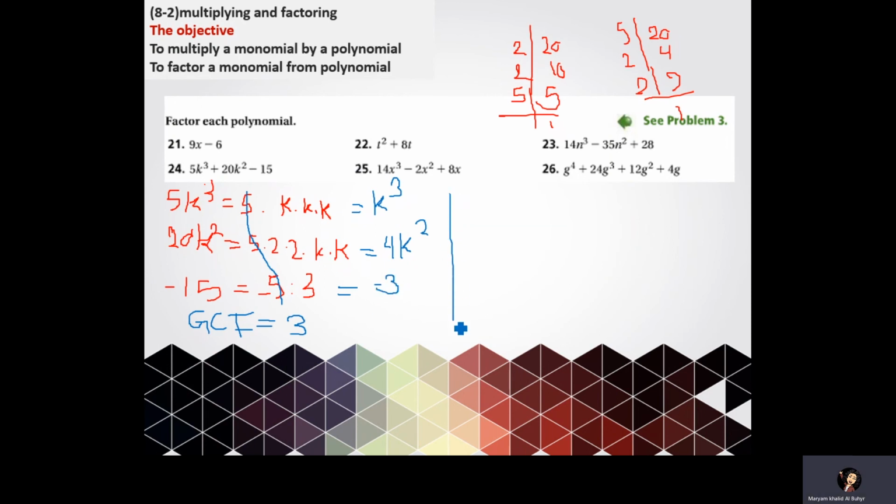Now I will rewrite all this. So that will be 5 inside, k to the power 3 plus 4k minus 3.